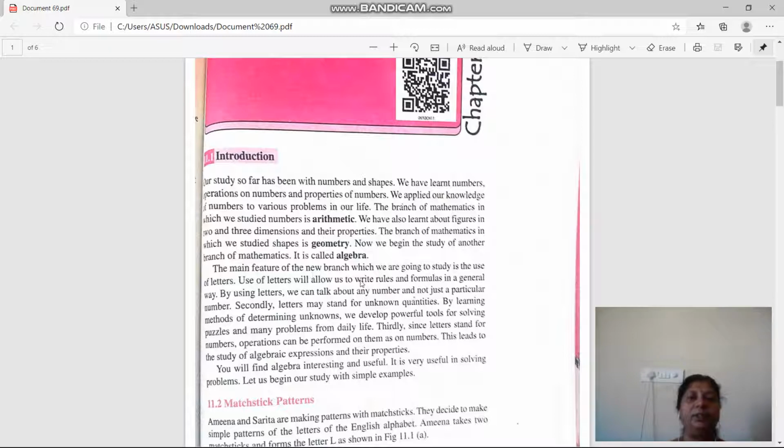The main feature of the new branch which we are going to study is the use of letters. Use of letters will allow us to write rules and formulas in general ways. You can say, if we write the formula of area of square is equal to side into side, here we write S into S or L into L. If it is the formula for perimeter of rectangle, then we write 2 into bracket L plus B. L stands for length and B stands for breadth. In this way we use the letters in formulas. Okay.